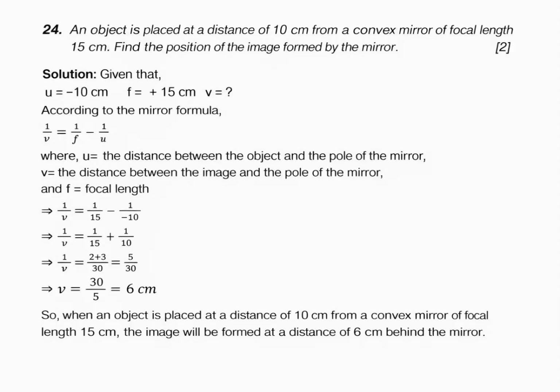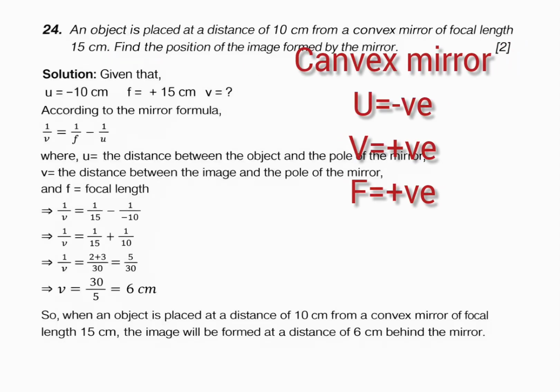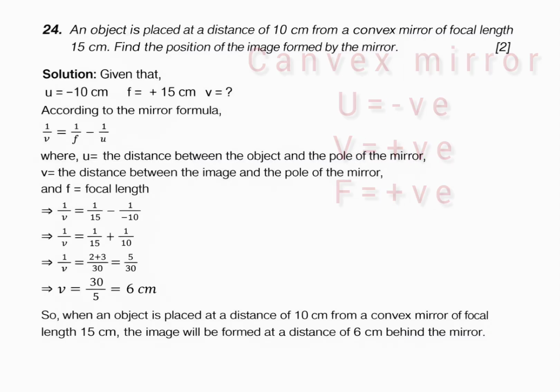Next, they gave the focal length of the convex mirror, 15 centimeter. So we all are familiar with the sign convention of convex mirror. In convex mirror, focal length is positive. Then f is equal to plus 15 centimeter. Now we have to find the image distance. Image distance is nothing but v. V is equal to question mark. Now write the mirror formula. According to the mirror formula, 1 by f is equal to 1 by v plus 1 by u. Now rewrite the mirror formula because we need to find image distance. 1 by v is equal to 1 by f minus 1 by u.